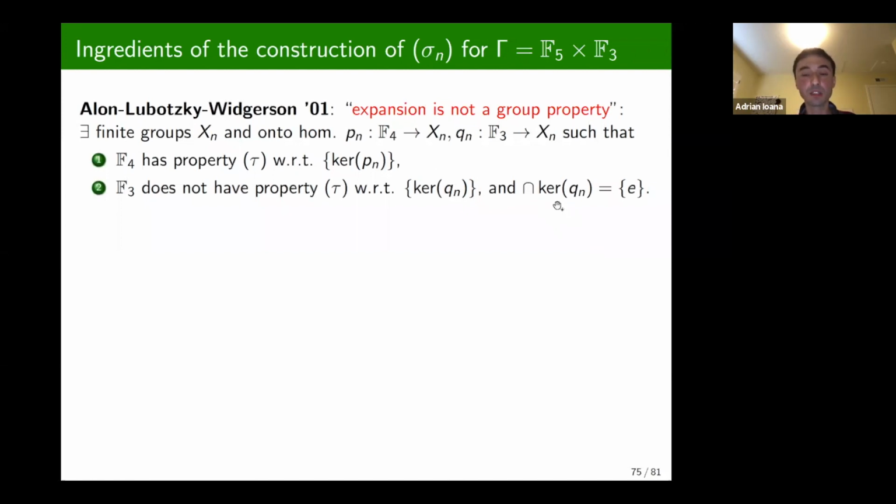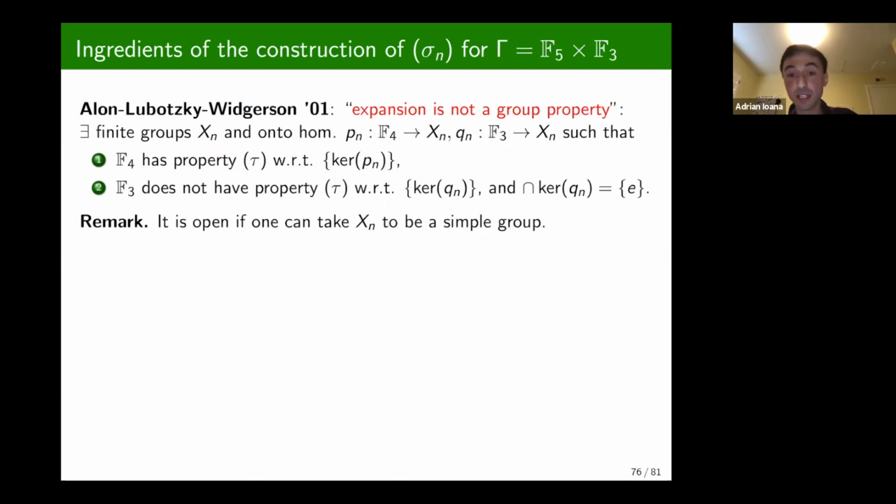So in particular, I might need a bit more than just that, but the point is that I would want the QNs to really give me a Sophic approximation of the free group on 3 generators. I don't want to generate things where I factor F3 through some smaller group and then map it to Xn. All right, I should mention here that I don't know whether in this construction you can take Xn to be a simple group so that you have all of these.